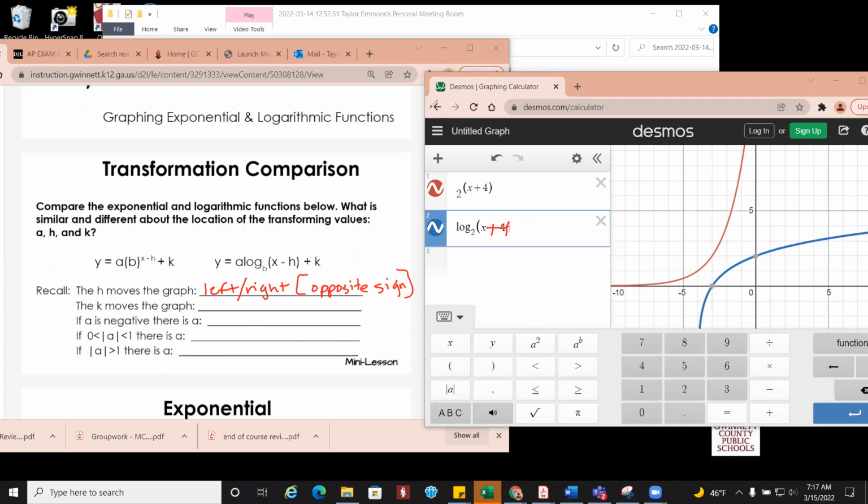All right, so now let's look at our k. So coming back up here, if I put plus 6, where did that move it? It moved it up, right? Okay, so k is going to deal with moving up or down. Same thing's going to happen with our logs.